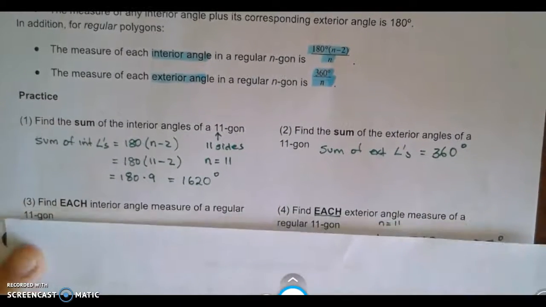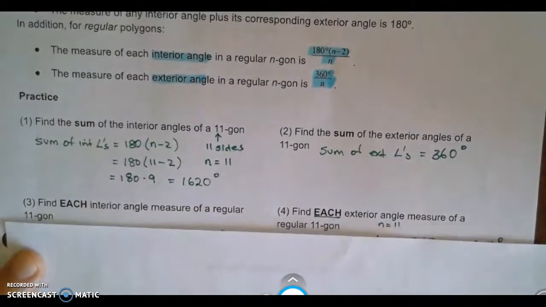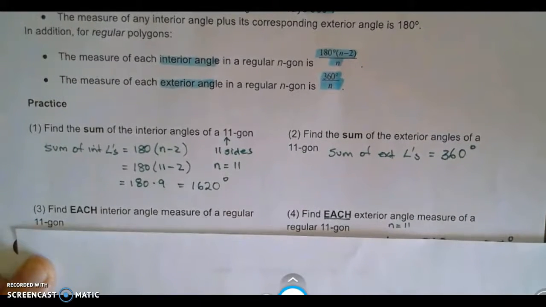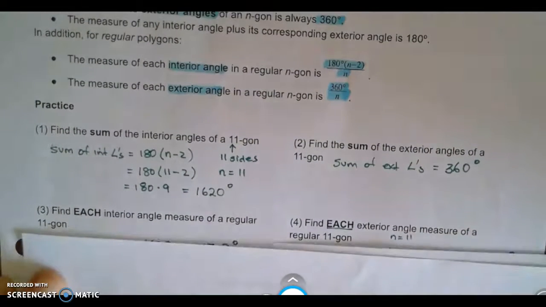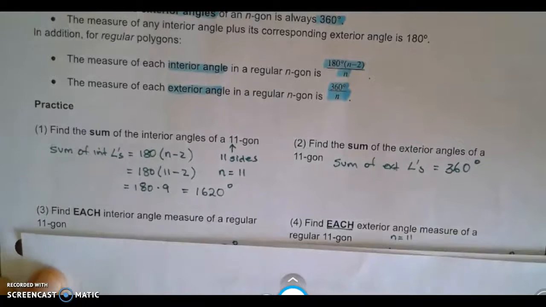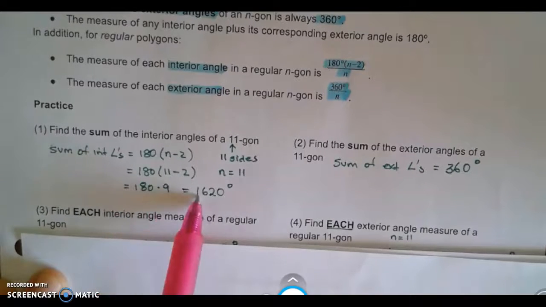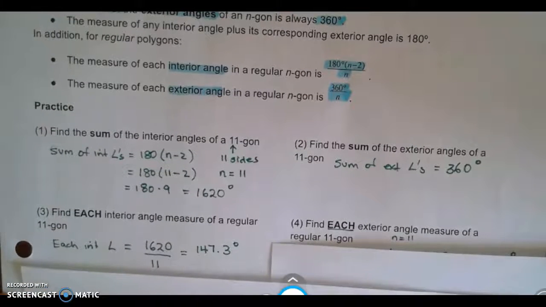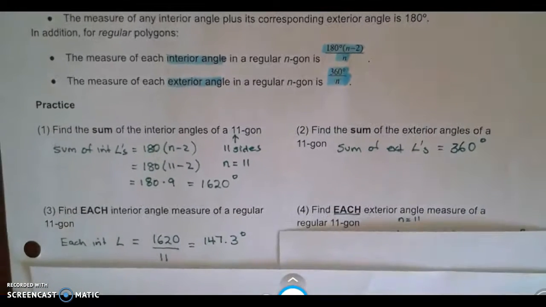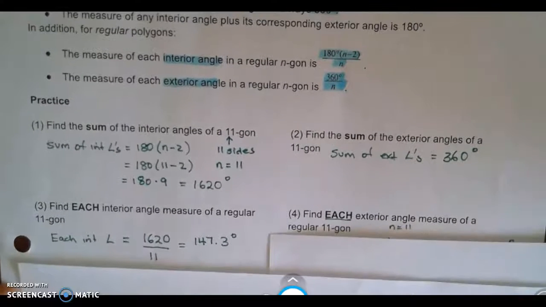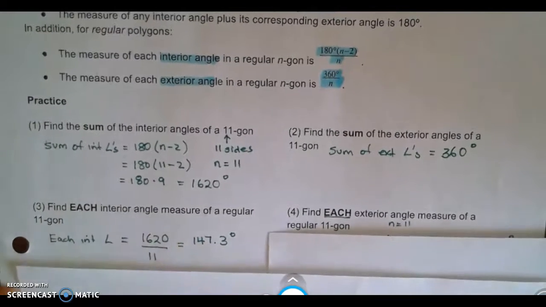Then find each interior angle measure of the regular 11-gon. So to do that, what you need to do is divide the sum of all the interior angles, 1,620, by 11, because we have 11 congruent angles that make up that sum. So that turns out to be 147.3 degrees.